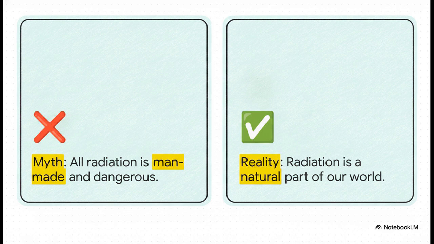In reality, natural background radiation is constantly all around us. It's in the cosmic rays from space, it's in the rocks and soil under our feet. There's even radioactive potassium naturally occurring inside our own human bodies. It's just a normal part of the natural world.